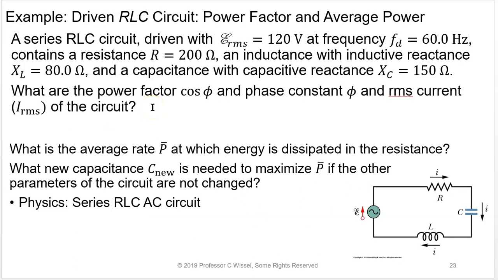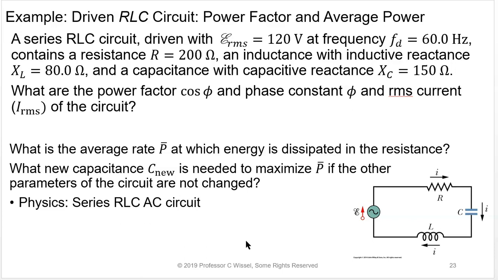Okay, so here's an example. We have a driven RLC circuit. We want to calculate the power factor and average power. A series RLC circuit is driven with an ERMS of 120 volts at a frequency of 60 hertz. It contains a resistance of 200 ohms, an inductance with an inductive reactance of 80 ohms, and a capacitance with a capacitive reactance of 150 ohms. What are the power factor, cosine phi, the phase constant phi, and the RMS current of the circuit? What is the average rate P at which the energy is dissipated in the resistance? And if we wanted to bring this to resonance, that is to maximize the power, what new capacitance would we need? We can't change anything else.